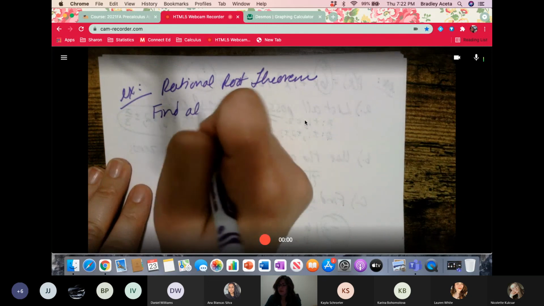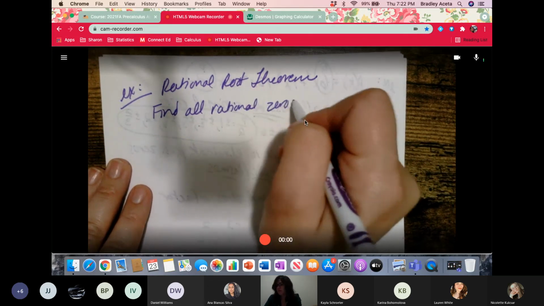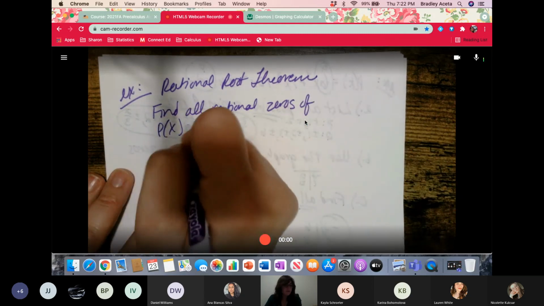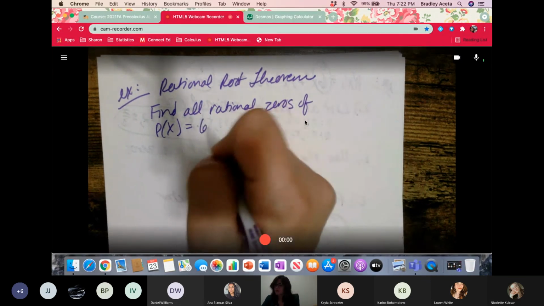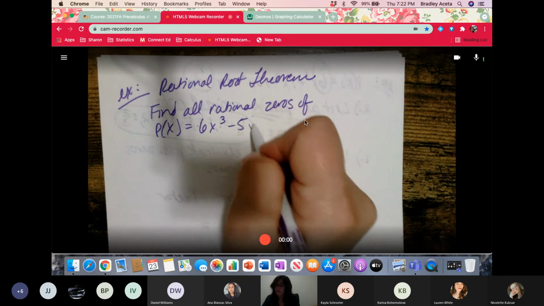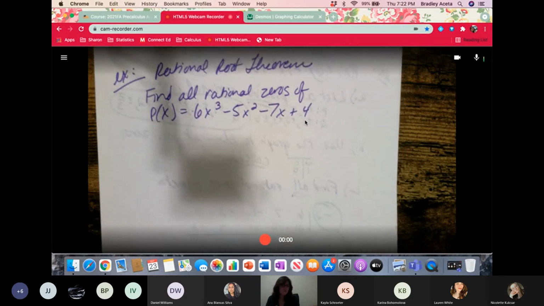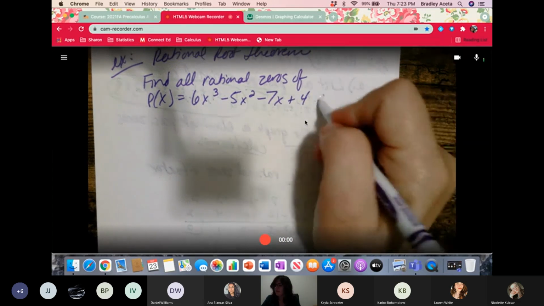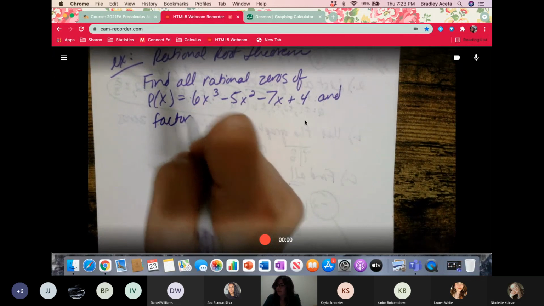Okay, so let's find all rational zeros of P of X equals, make sure this is not the same one. It's different. 6x cubed minus 5x squared minus 7x plus 4. All right, this will be our last one. Hopefully it'll make sense. And factor.